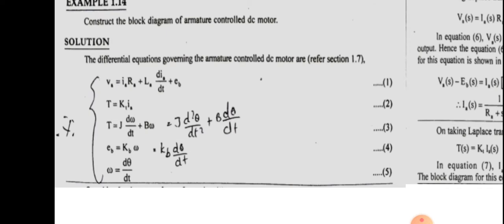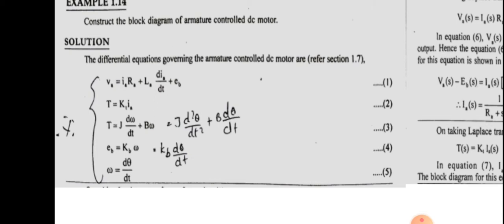The electrical section gives the equation VA equals IA into RA plus LA into dIA by dt plus EB. It also gives the equation T equals KT into IA. The mechanical section gives the equation torque T equals J into d omega by dt plus b omega, where omega is equal to d theta by dt. In that case we have derived that T equals J into d square theta by dt square plus b into d theta by dt.